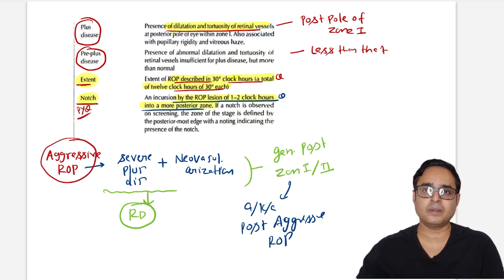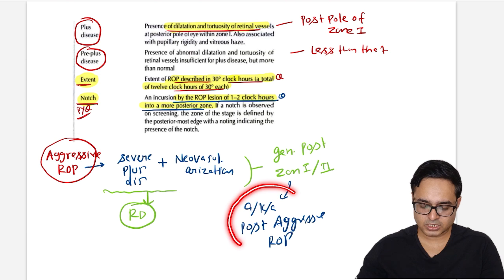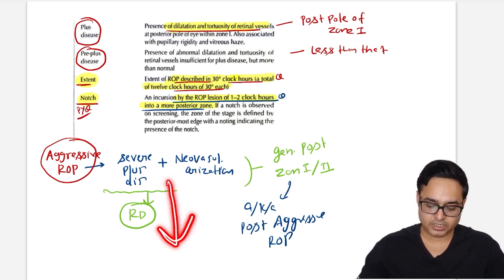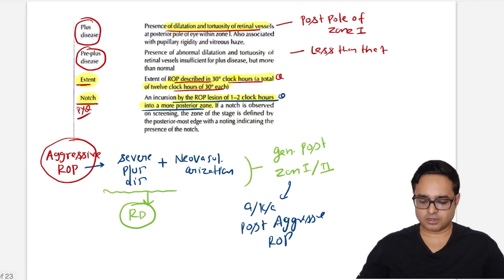That's why sometimes, in older literature, it was also called posterior aggressive ROP. So it leads to retinal detachment. Okay, so this was the definition of this.